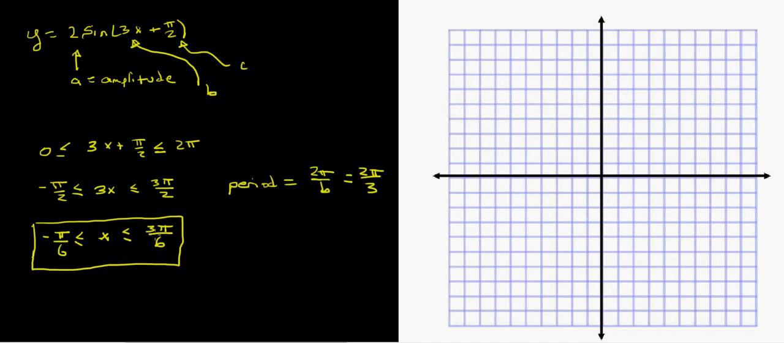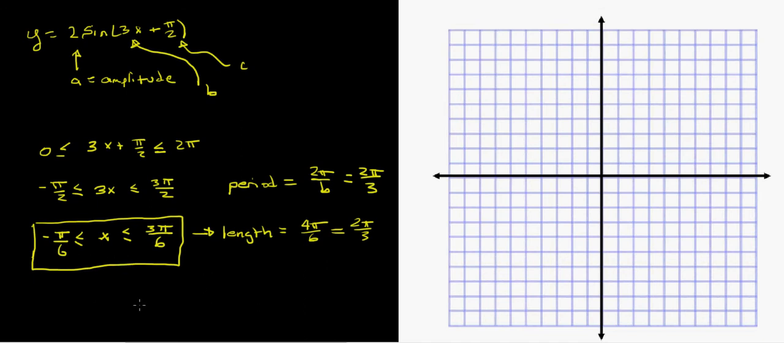If we were to subtract the endpoints, so 3 pi over 6 minus negative pi over 6, that would give us the length of that interval. It is 3 pi over 6 plus pi over 6, which is 4 pi over 6, which is 2 pi over 3. So see that we're getting the period either way. We can use the formula, or we could look at the length of this interval.